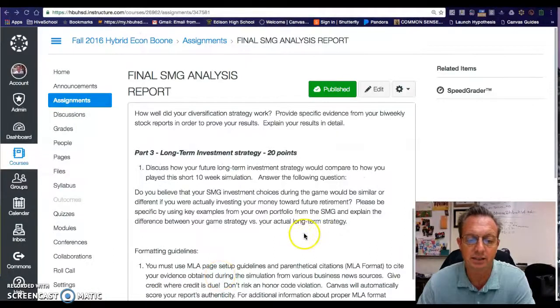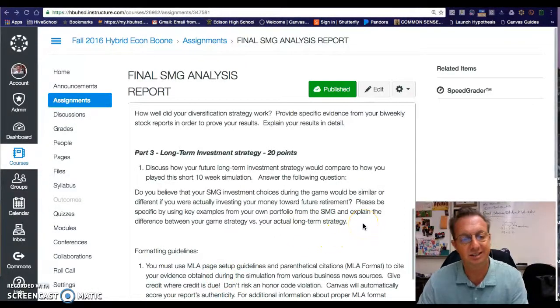Okay, and lastly, this is key to next steps. What do you do after you've experienced this particular stock market 10-week simulation? How does it translate into your actual life? Well, you need to prove to me that you understand the concept between a short-term 10-week game strategy and how that differs from what you'd want to do to save for retirement. It's critical that you understand the difference.